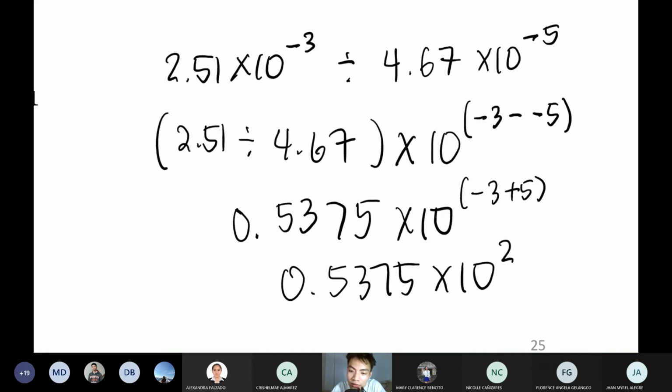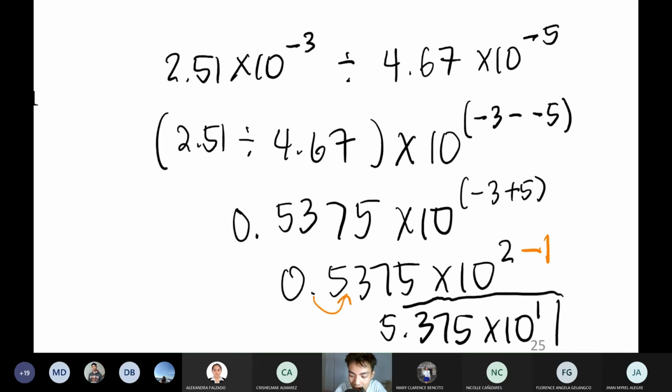Okay, so if I want to make my coefficient above 1, I have to move my decimal point to the right. Moving my decimal point to the right, ano mangyayari sa exponent? Minus 1. So my final answer is 5.375 times 10 raised to 1. Daming ganap, no?